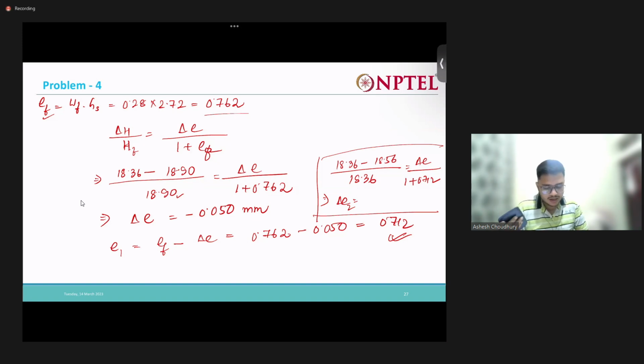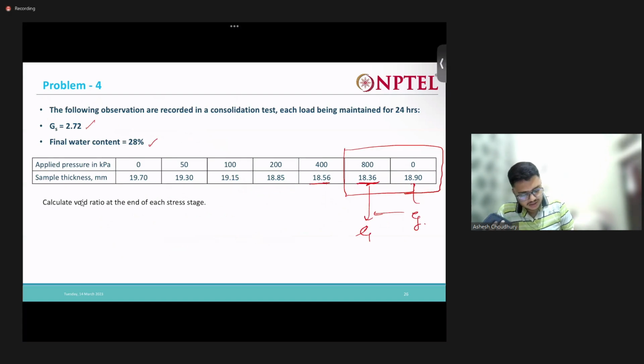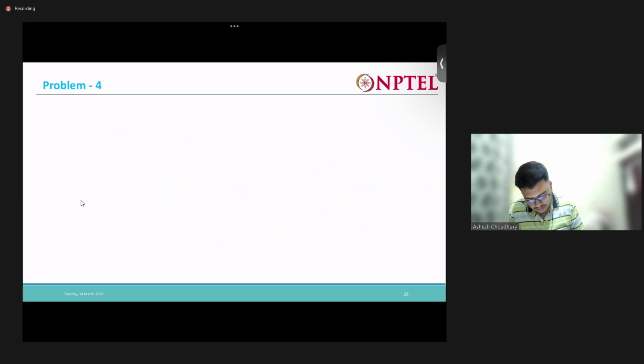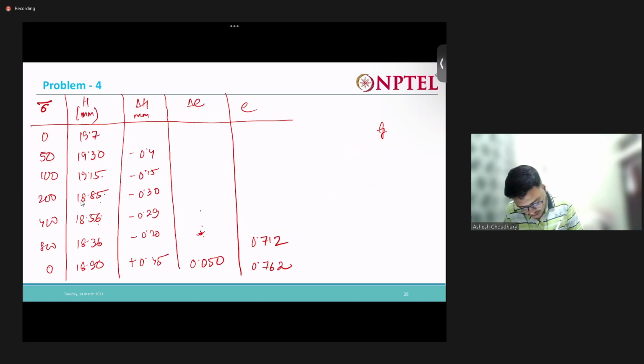Are you doing from this to this? I am considering these two now. Please solve this one. It should come minus 0.019. Okay? Yeah. So you will get here minus 0.019. Okay. So 0.712 is e.